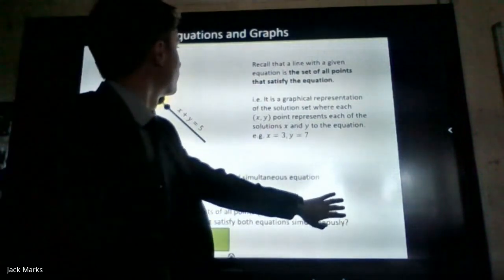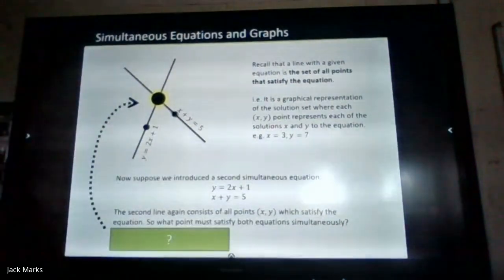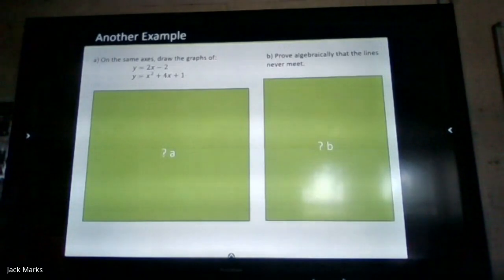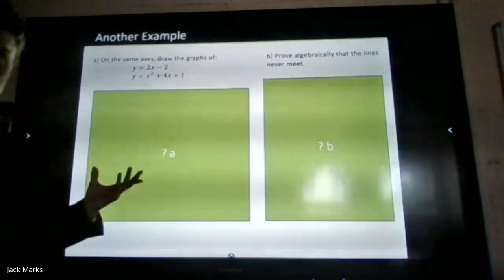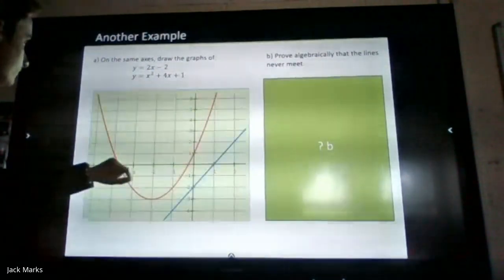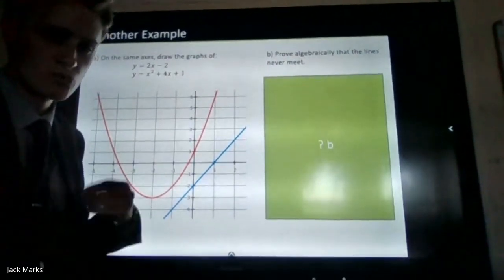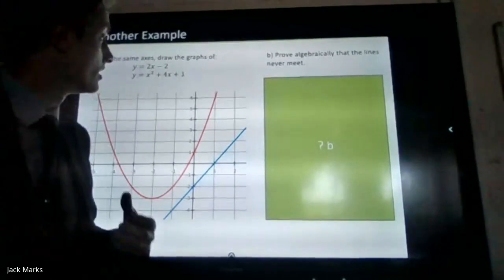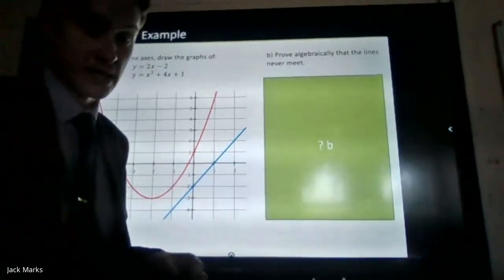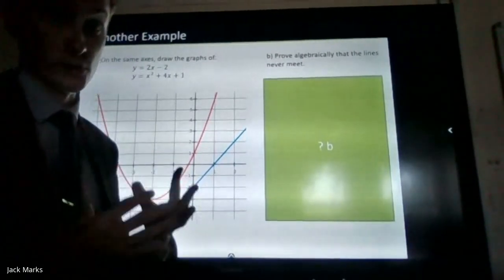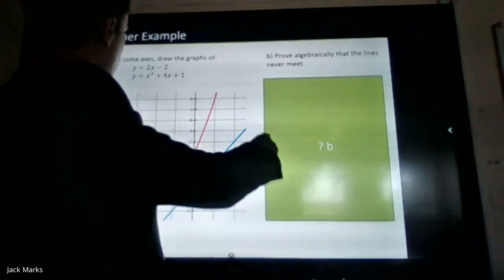Okay, so let's move on a little bit. Another example, so sketch these. We've got a linear and a quadratic. Notice that they don't intersect. So try and think about what I just said before. How could you prove that they never meet? How could you prove that there are no solutions in this situation?